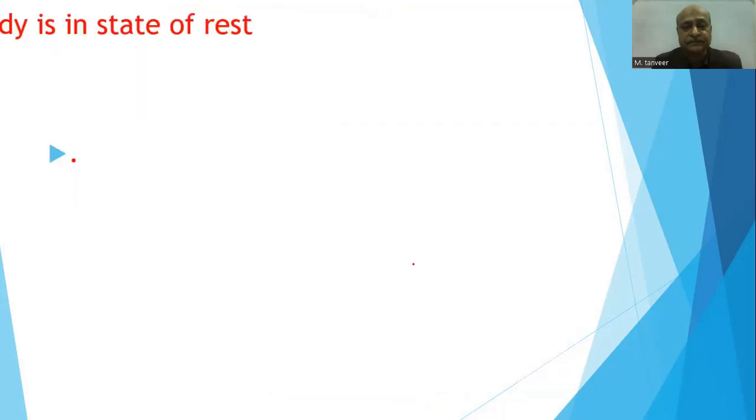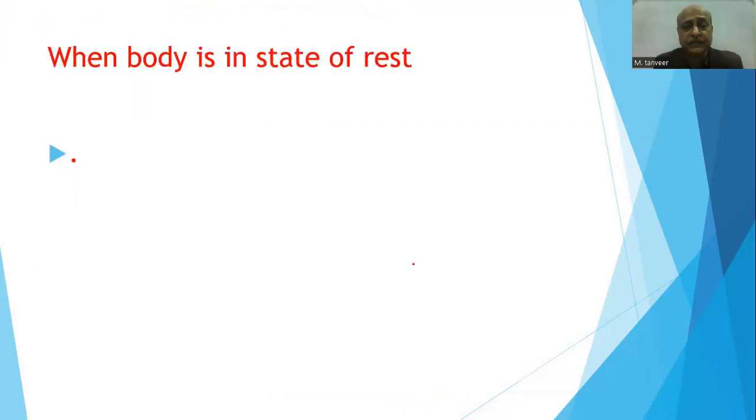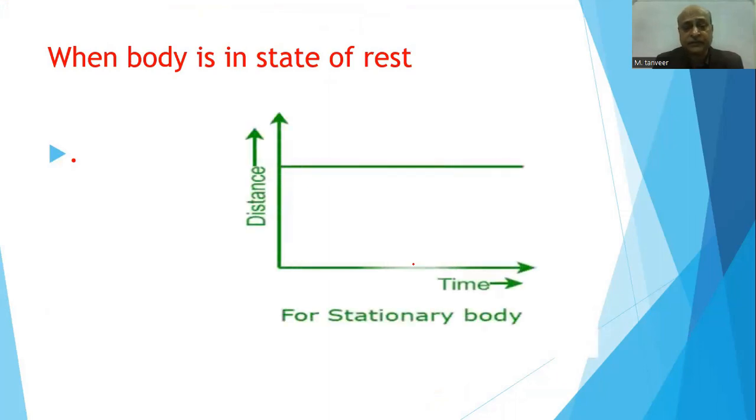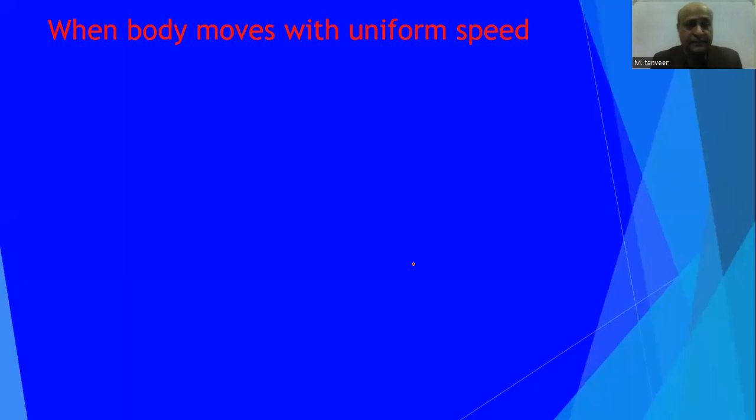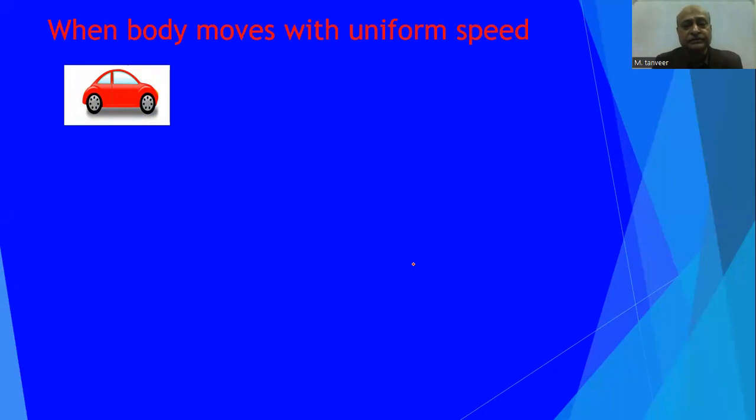Now second case. When the body is in state of rest, its distance time graph will attain this shape. This is the second case when the body moves with uniform speed. First, the body was in state of rest. Now car is moving and road is clear. It is not changing its speed. So speed is uniform. It is traveling, but with uniform speed, there is no change in its speed.